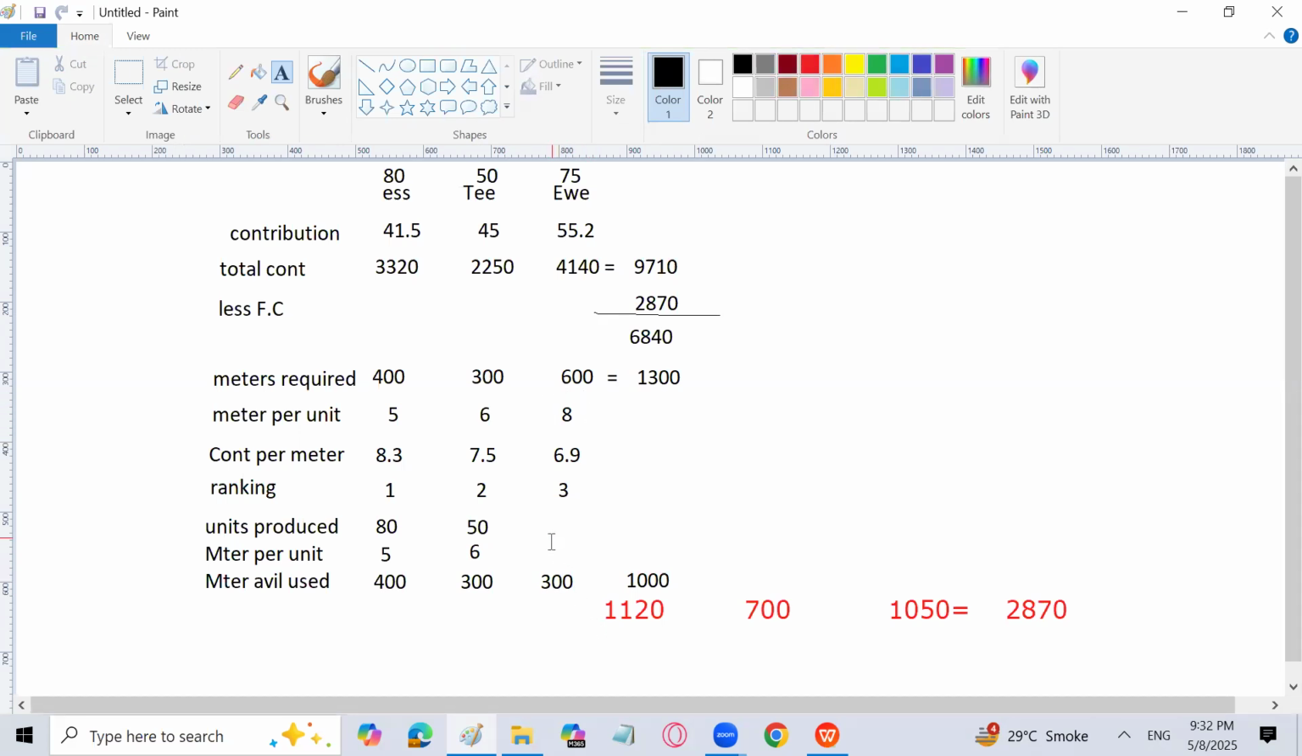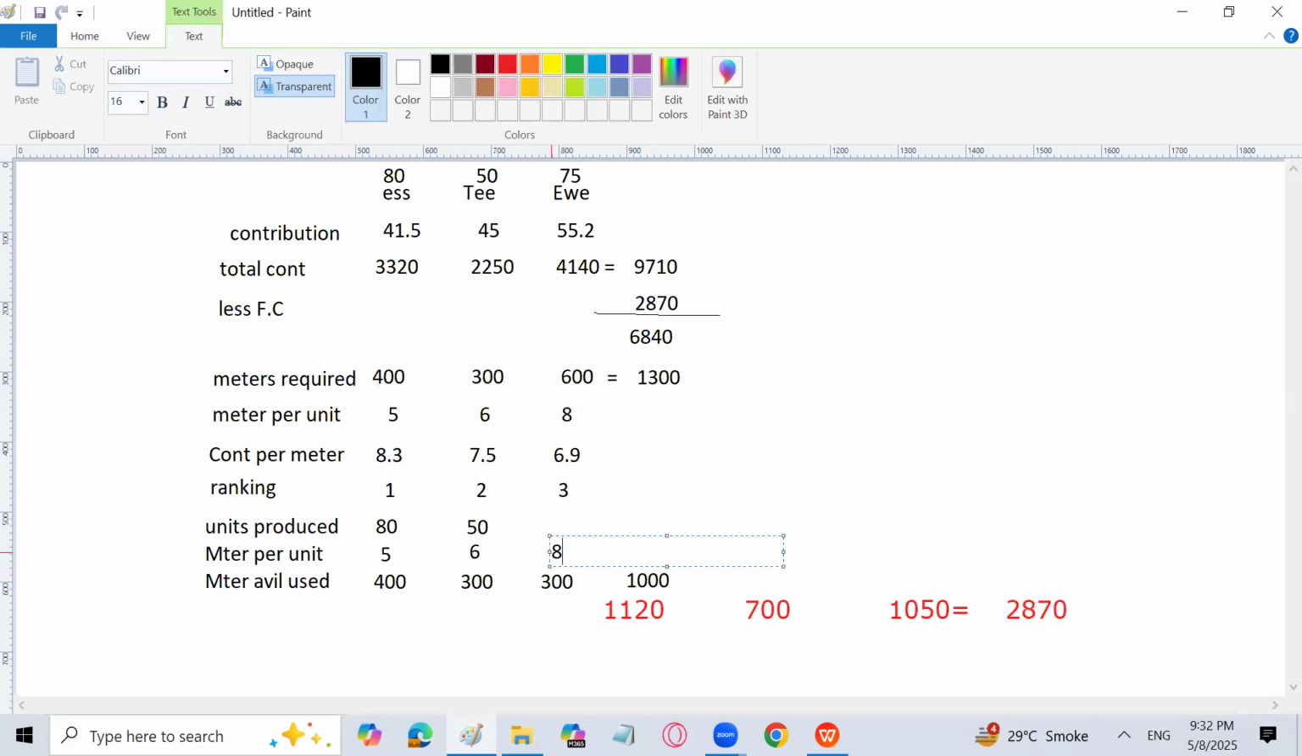So 300 divided by 8 will give the units produced for E, which obviously should be less than 75. How many units of E can we produce? 300 divided by 8 is 37.5. You can write 38 units, because half a unit cannot be produced, or you can write 37 units. Rather, we will go for 37.